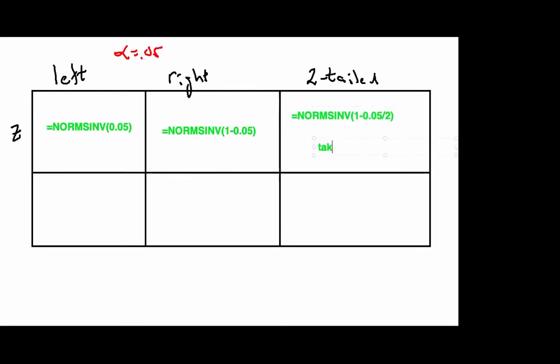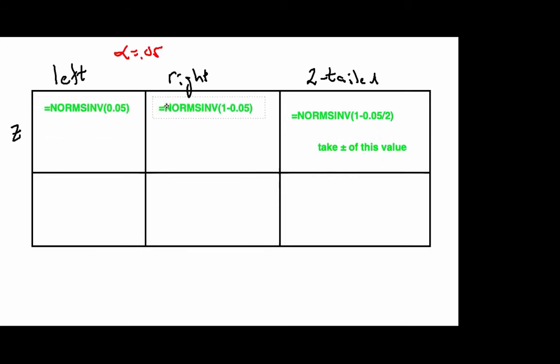And this is subtracting it from 1. So this is actually giving us the uppermost critical value, the positive critical value. But once I have the positive critical value, I know that I just change the sign. So the next step is then to take the plus or minus of this value to get the two tails. Because remember, there's a critical value for each of the tails.